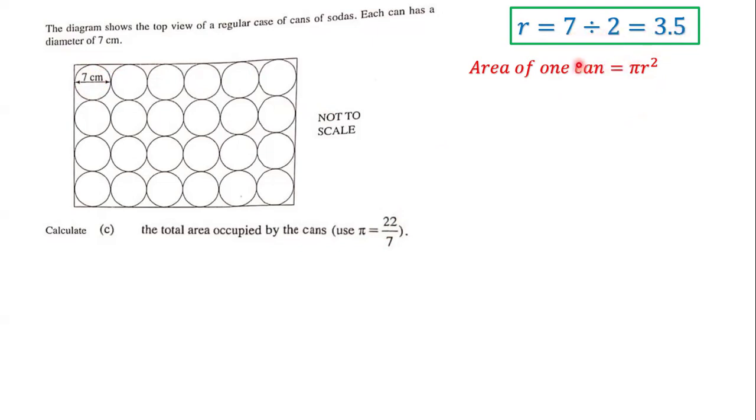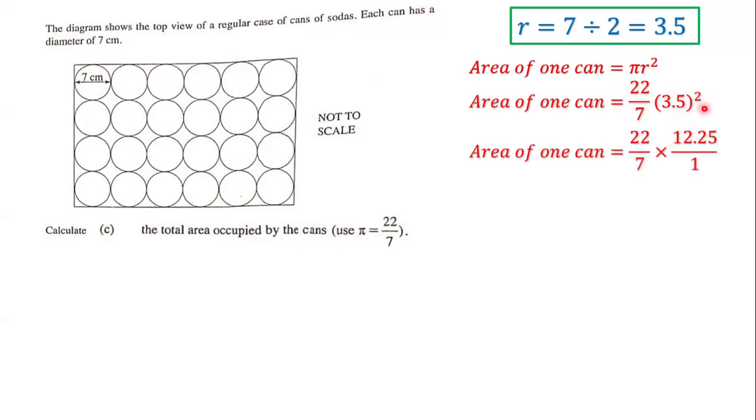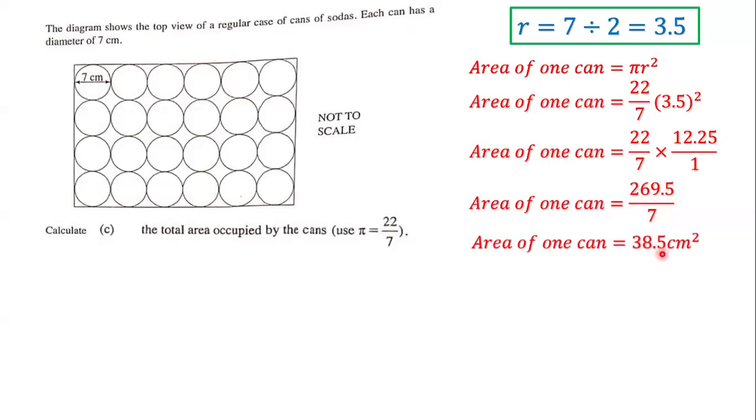So the area of one can is going to be what? That's going to be pi r squared. And so we have 22 over 7, that's pi. And then r is 3.5. So we have 3.5 squared, which is 12.25. We put that over 1 because we want to multiply by 22 over 7. Next, we have 22 multiplied by 12.25, which gives us 269.5. Next, we have 7 times 1, and 7 times 1 is 7. And we divide these two, 269.5 divided by 7, and that gives us 38.5 centimeters squared.